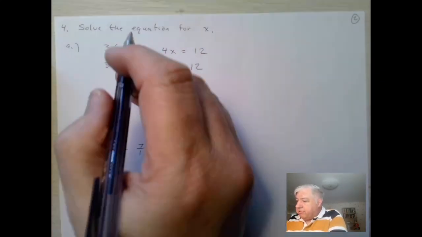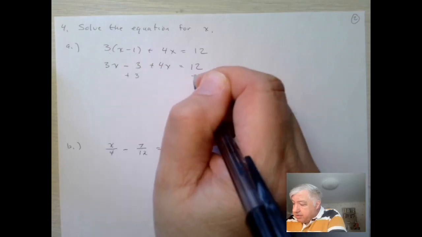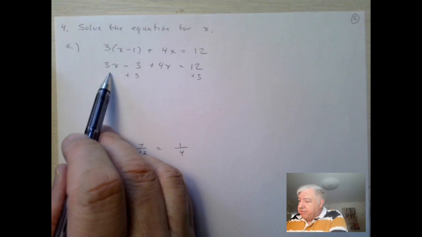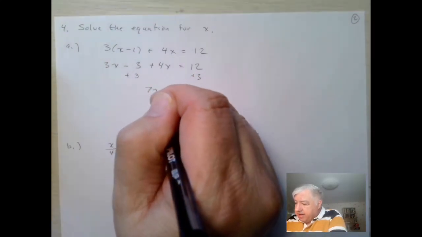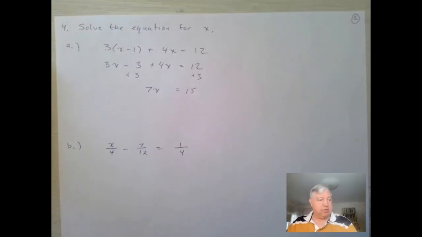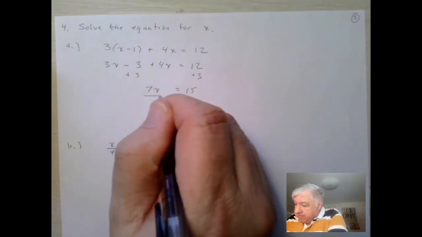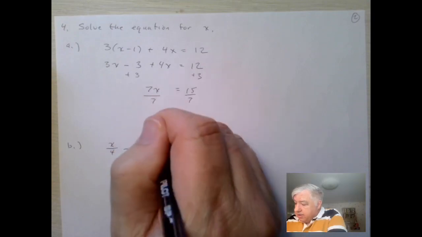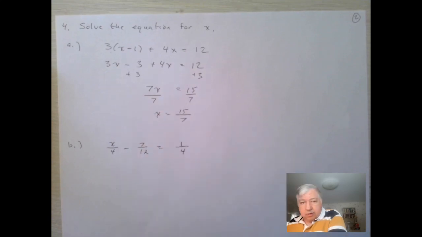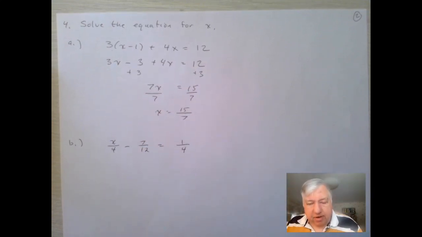Now we'll add 3 to both sides, like so. And we have 3x plus 4x, that's 7x. And 12 plus 3 is 15. And at that point, we can just divide both sides by 7. So x is going to be 15/7. Okay, and it's okay with me if you leave it like this.